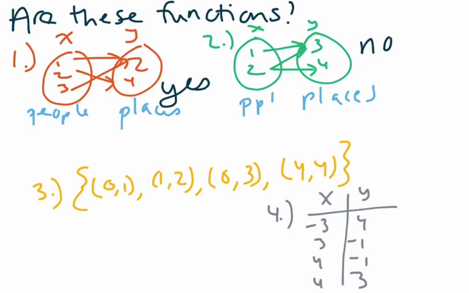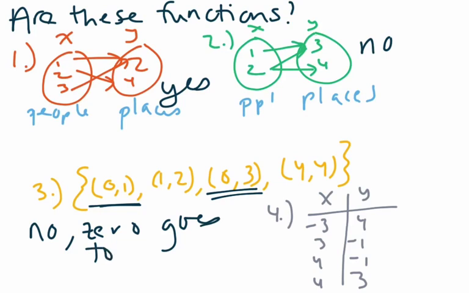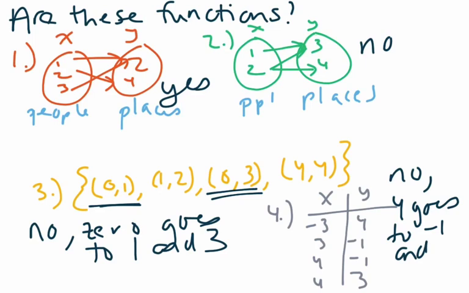Now the next one, remember, you're looking for x's that map to only one y. So 0 maps to 1, 1 maps to 2, 0 maps to 3, and that's going to disqualify it because the 0 maps to both a 1 and a 3. And then our last one: -3 maps to 4, 3 maps to -1, 4 maps to -1. That's okay, it's totally okay to have duplicating y's. 4 maps to 3, and that's going to disqualify it. So 4 goes to -1 and to -3.